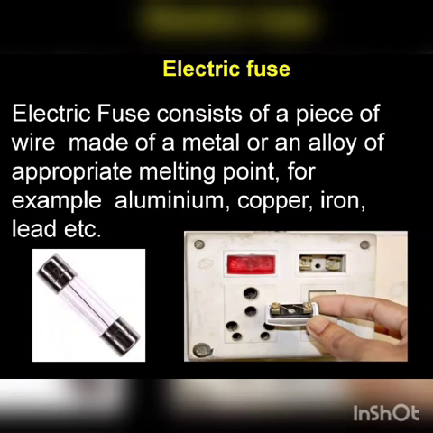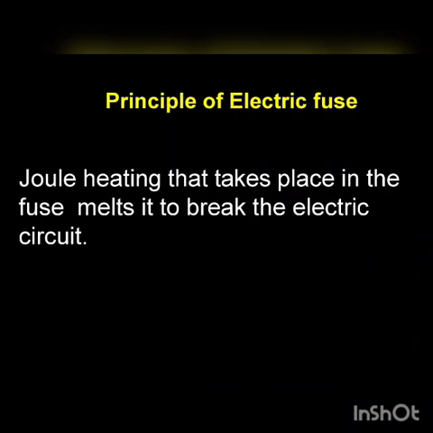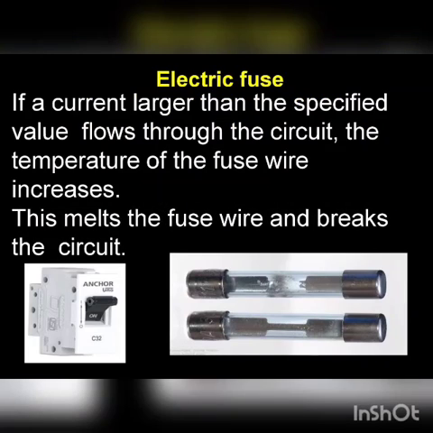Electric fuse: an electric fuse consists of a piece of wire made of metal or an alloy of appropriate melting point, for example, aluminium, copper, iron, lead, etc. Principle of electric fuse: Joule heating that takes place in the fuse melts it to break the electric circuit. If a current larger than the specified value flows through the circuit, the temperature of the fuse wire increases. This melts the fuse wire and breaks the circuit.